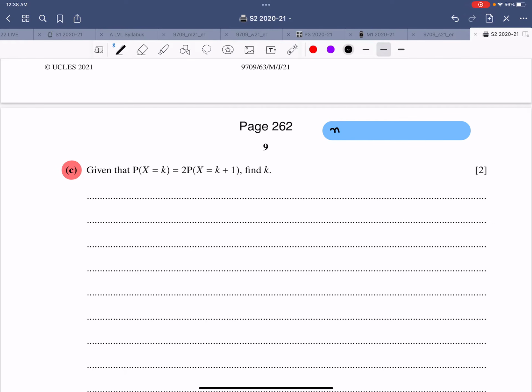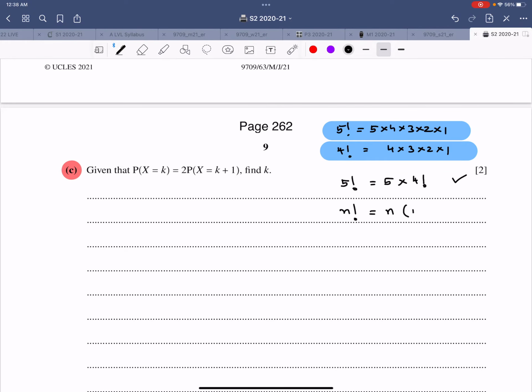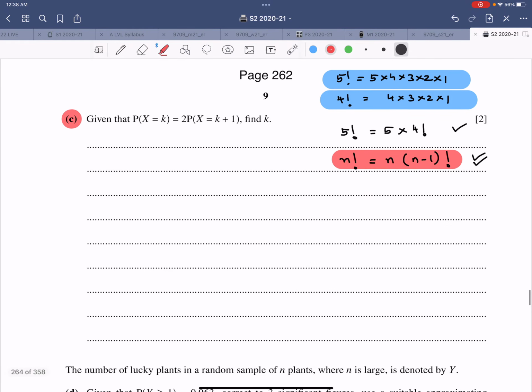When we say n factorial, if I say 5 factorial, that's 5 into 4 into 3 into 2 into 1. And now if I talk about 4 factorial, that is 4 into 3 into 2 into 1. So can I write 5 factorial is 5 into 4 factorial? The answer is yes. Can I write n factorial as n multiplied by n minus 1 factorial? The answer is a definite yes. Now this is what we'll be using over here, whether in terms of n, whether in terms of k.